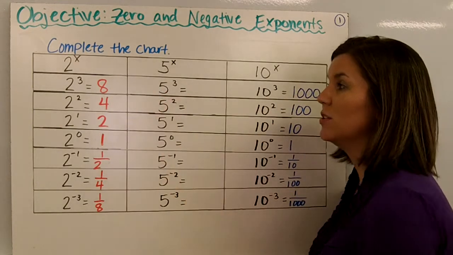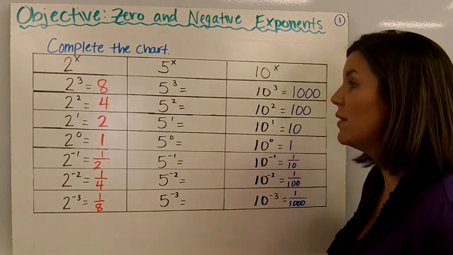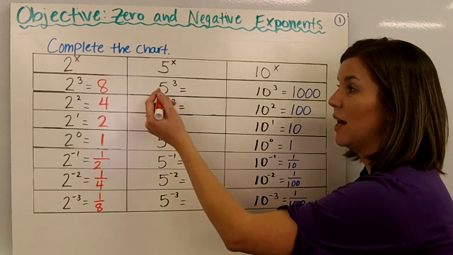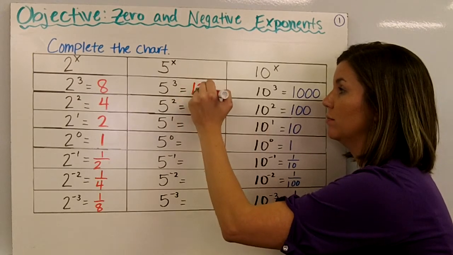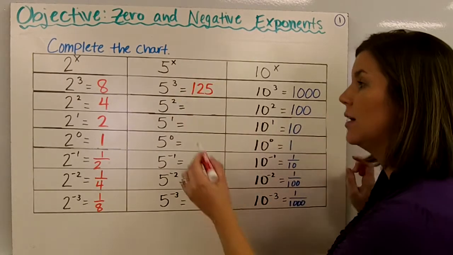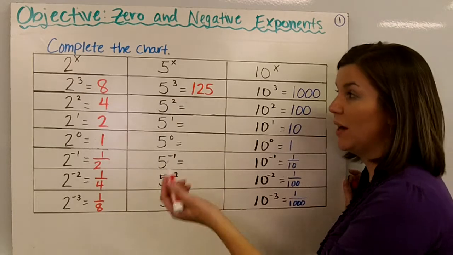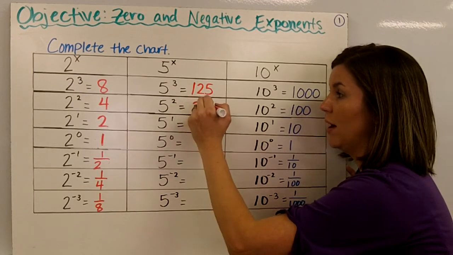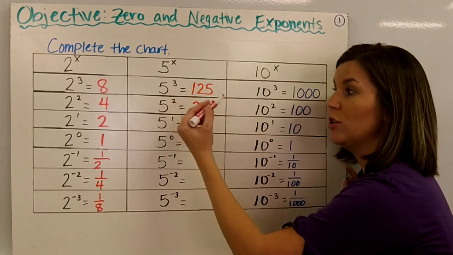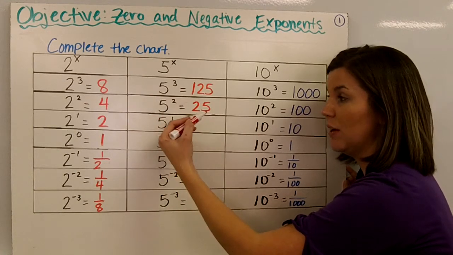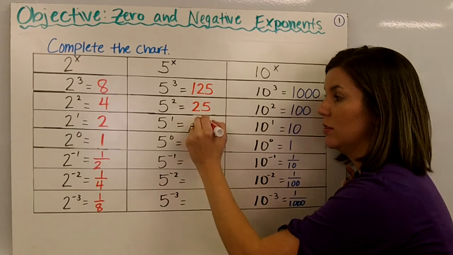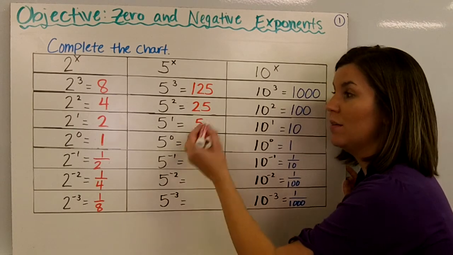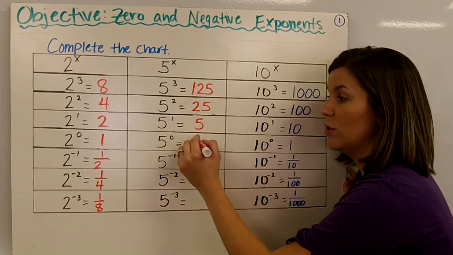So we have 5 to the third power. 5 to the third power is 5 times 5 times 5, which is 125. 5 to the second power, 5 times 5, 25. 125 divided by our base, which is 5, gives us 25. 25 divided by 5 is 5. Now we have 5 divided by 5, which is 1.